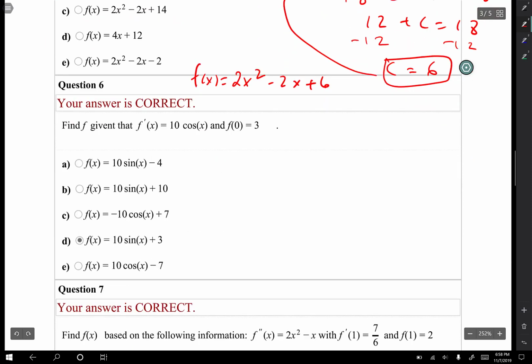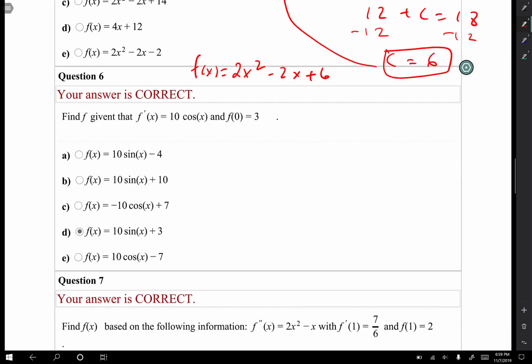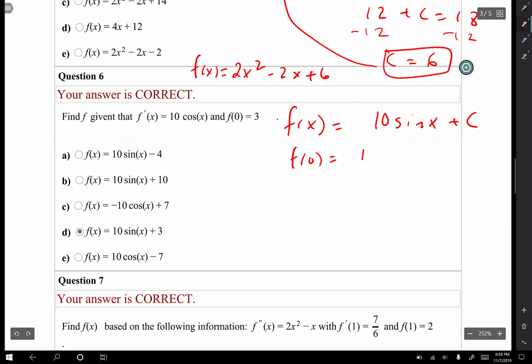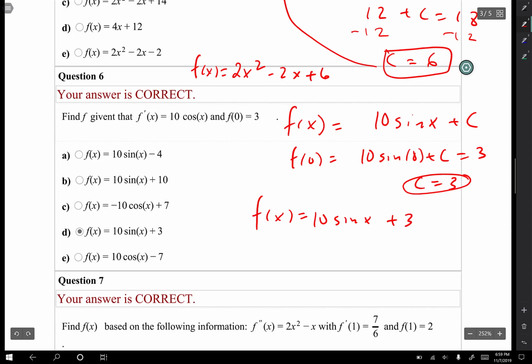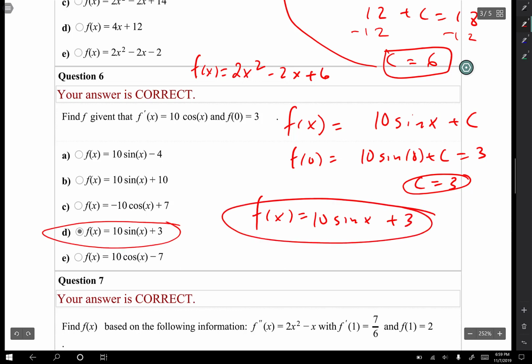All right, let's continue with this. The antiderivative of 10 cosine x is, let's see, 10 sine x, and then I write plus c. The derivative of sine x is cosine x, so there it is, guys. I'm going to plug in a 0. F of 0 is 3, so 10 sine 0 plus c equals 3. So that gives me c equals 3, because sine of 0 is 0. So now that I know that, my function is just 10 sine x plus 3, and then I look for that guy. All right.